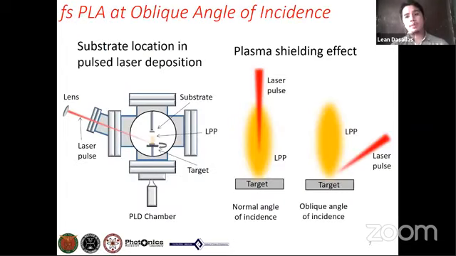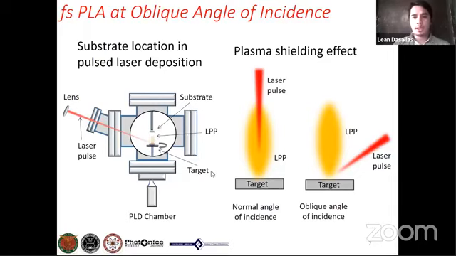Now, in most of the investigations done using the two temperature model, all of them assume that the laser pulse will approach the surface of the target at normal angle of incidence. But in some cases, the normal angle of incidence is not advisable. For example, in pulse laser deposition experiment, the substrate is located at the opposite part of the target, so you can't put the laser path here.